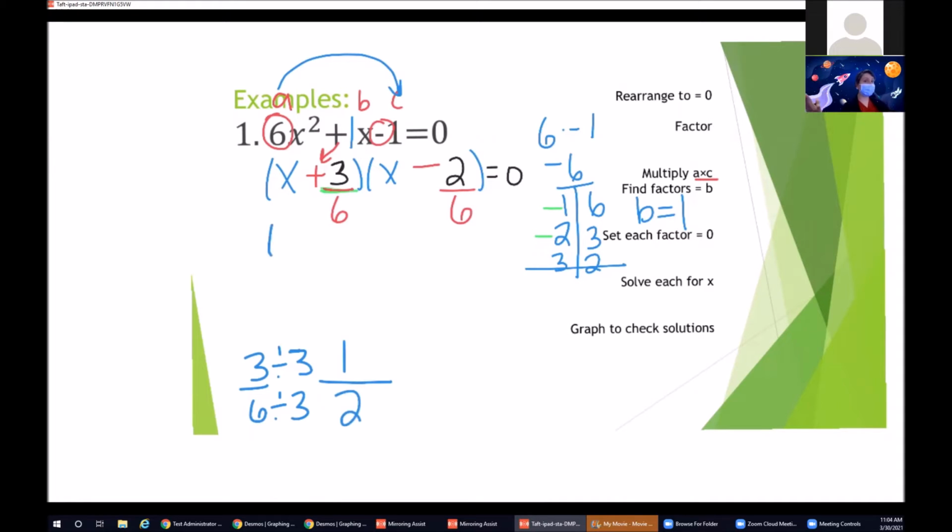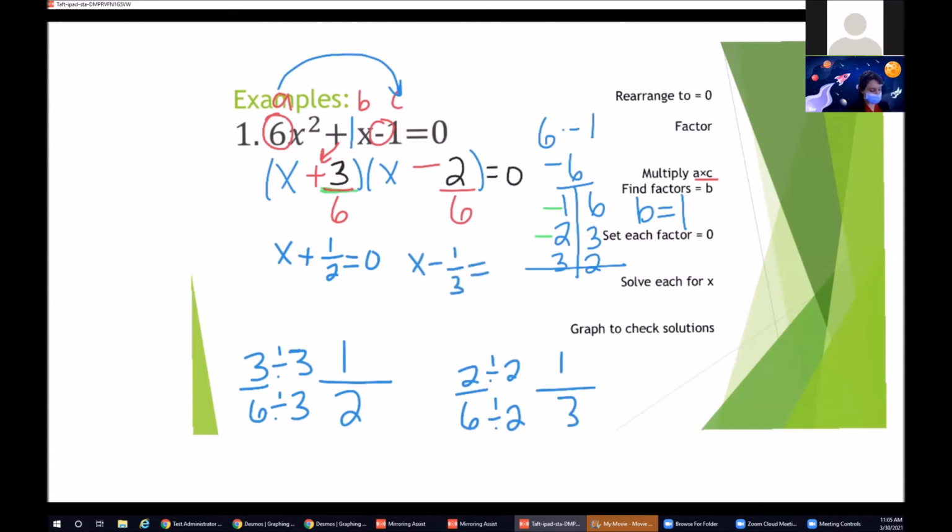So I'm going to drop the parentheses now, just to save us an extra step. You're going to have x plus 1/2 equals 0. So I just reduced it and brought it down. Okay? Now let's look at the next one. I'm just going to look at the fraction, 2 over 6. What can they both reduce by? What number? 2, but you're telling me the answer, right? It gives you 1 and 3. Good job. So then when we come down, it's going to be x minus 1/3 equals 0.